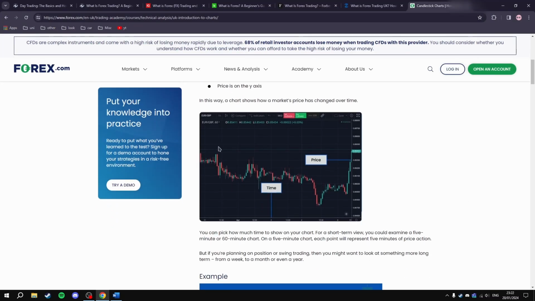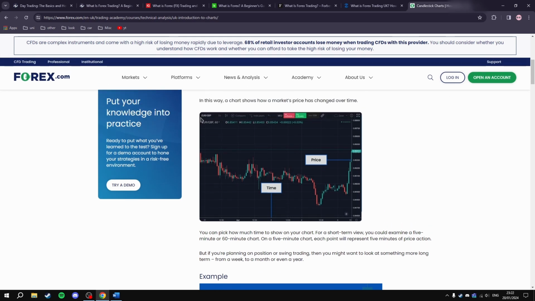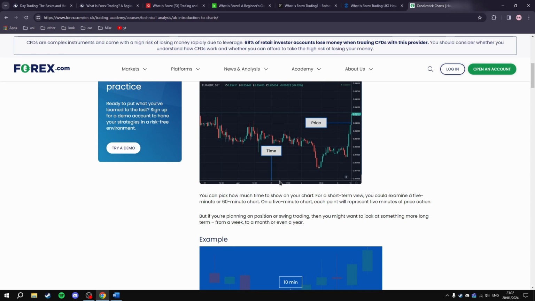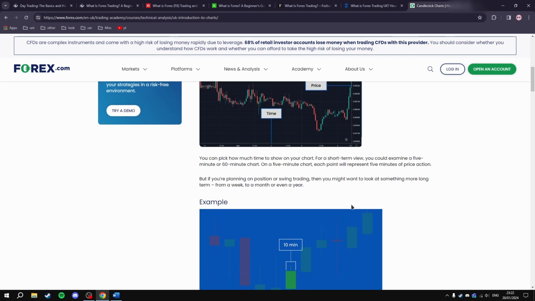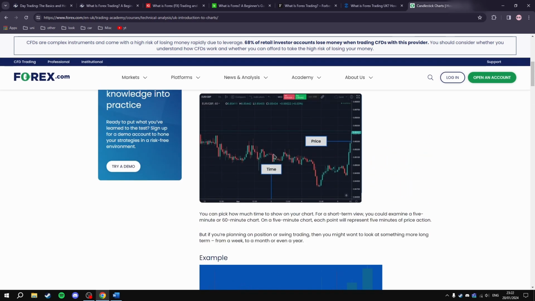So here's an example chart, and price is on the y, time is on the x. And it's for Euro GBP. You can pick how much time to show on your chart. For a short-term view, you could examine a 5-minute or 30-minute chart. On a 5-minute chart, each point will represent 5 minutes of price action.